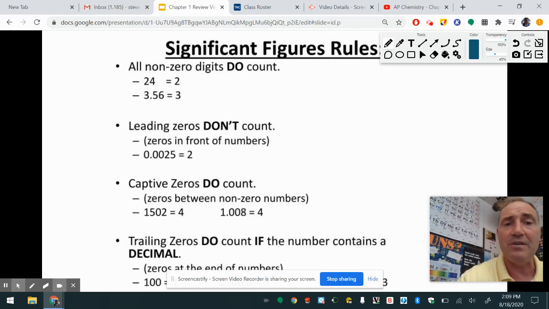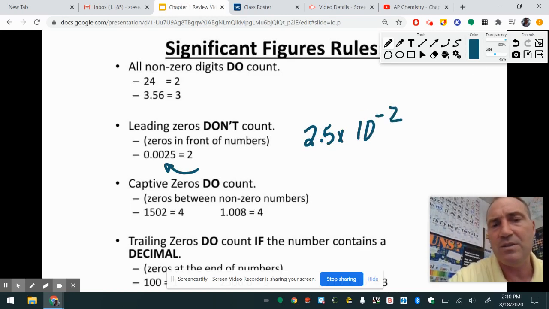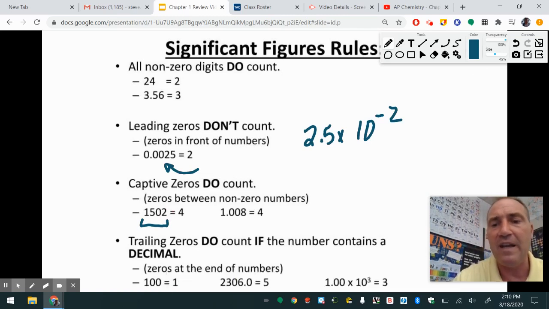Well, leading zeros are not significant. So in this case right here, this has 2 significant figures because really I could just write this in scientific notation, couldn't I? And if you can write it in scientific notation, that means that it's not really that important. It's just representing the size of the measurement, not necessarily the accuracy. Now, captive zeros, these would be sandwich zeros, are always significant. So in this case, anything in between is significant. Okay? And so we call this the sandwich rule because it's a sandwich between 2 non-zero digits.